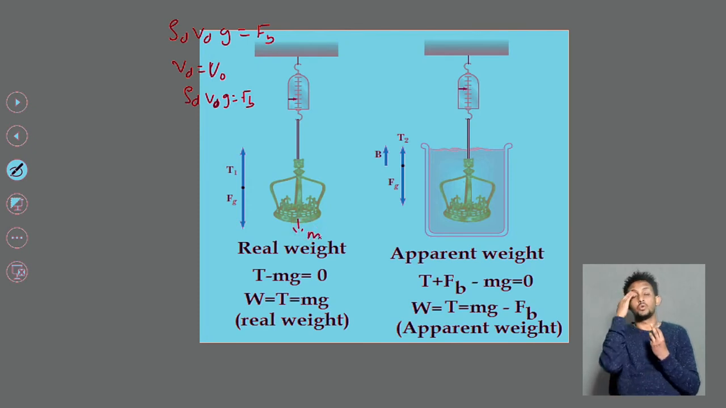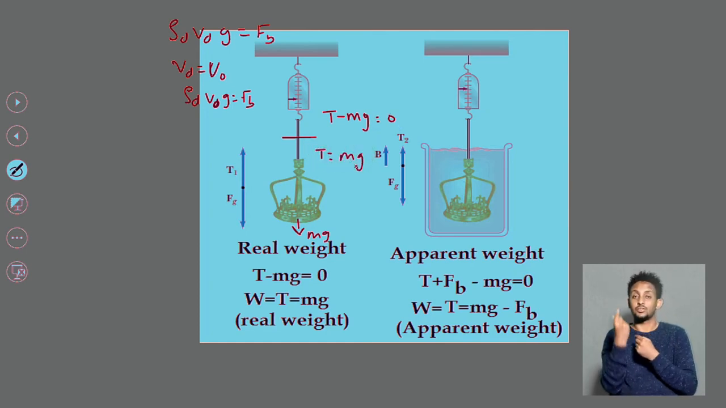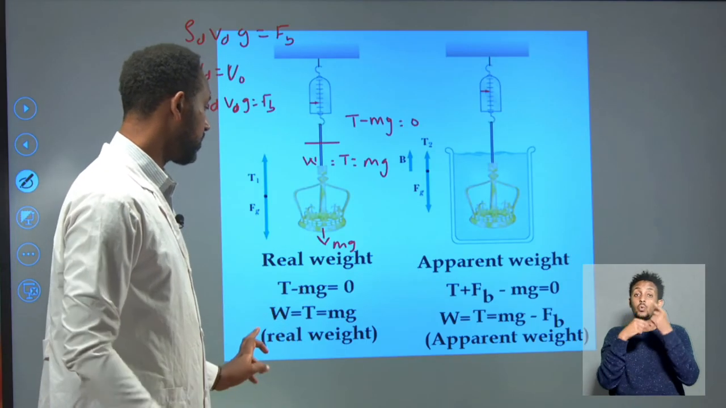We know that the mass of the crown times gravity is the weight of the object, and there will be a tension exerted. Tension T upward and mg downward. Since this object is in a state of balance, T minus mg is zero. As you transfer this, tension T is equal to mass times gravity. Tension T is the weight of the object, and this weight in air is known to be the real weight.